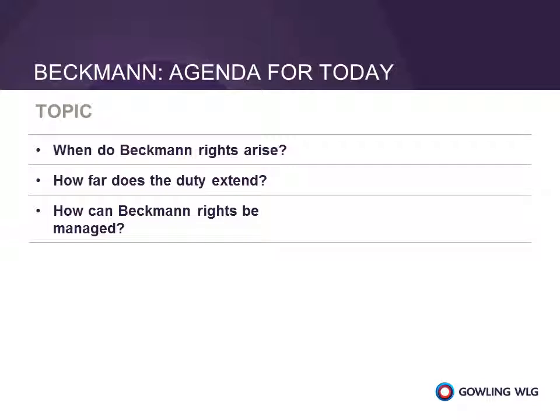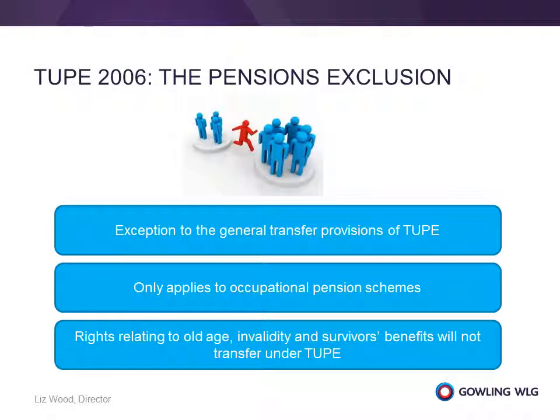So we have the automatic transfer principle set out in TUPE, whereby all terms and conditions of a transferring employee's employment will transfer across to the new transferee employer. But there's an important exception to this principle, which is found at Regulation 10 of TUPE. And this essentially says that all the usual transfer principles do not apply to so much of an employment contract or collective agreement which gives rights, powers, duties or liabilities in connection with an occupational pension scheme.